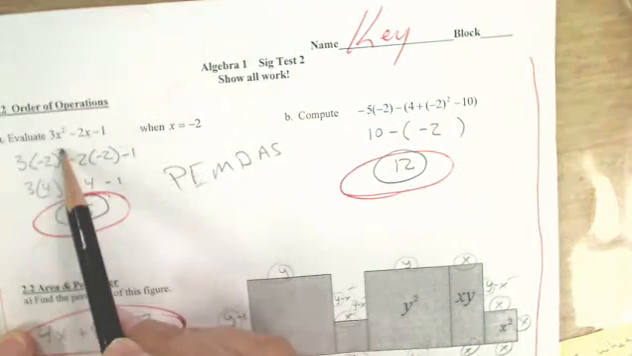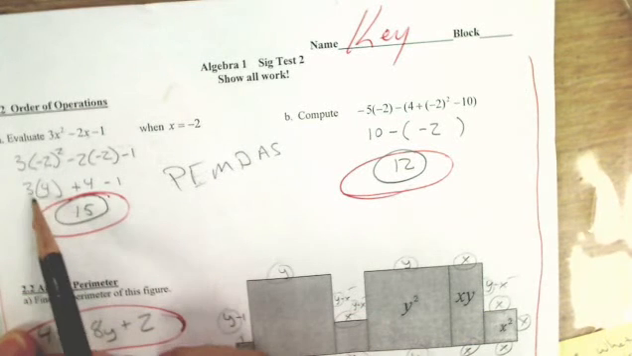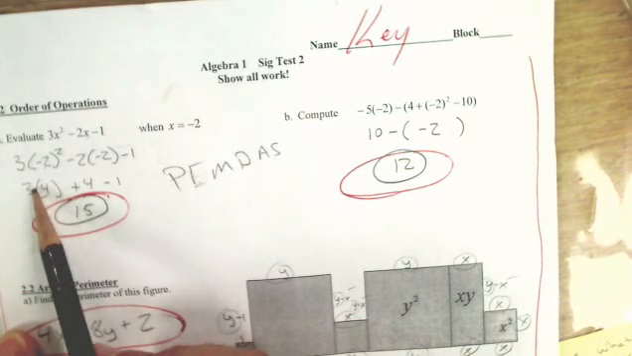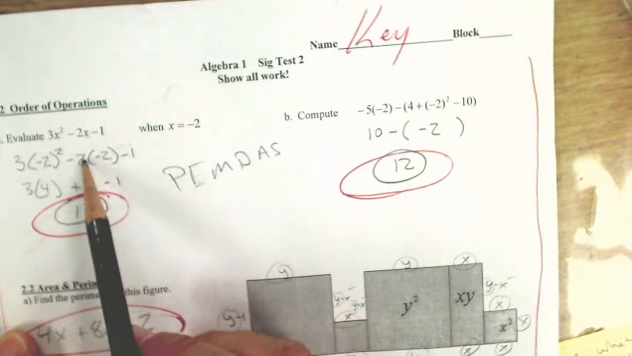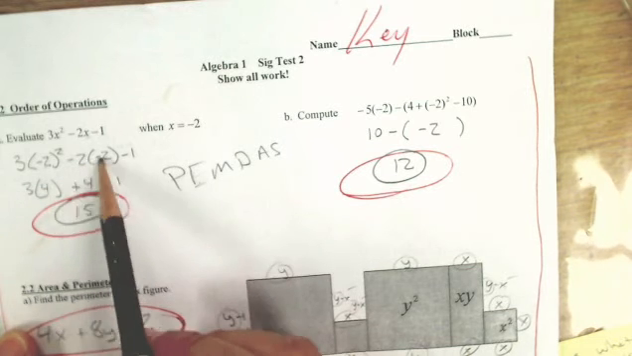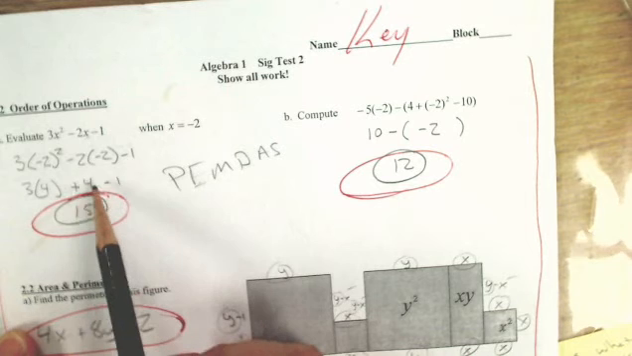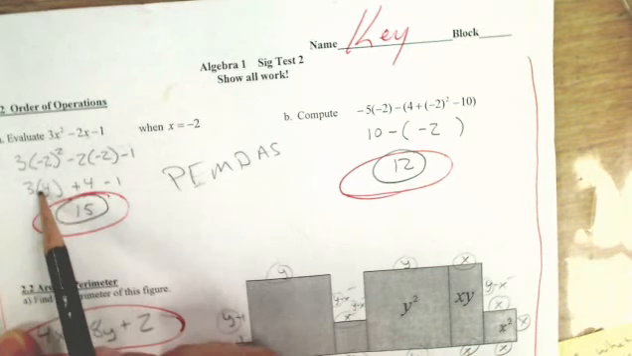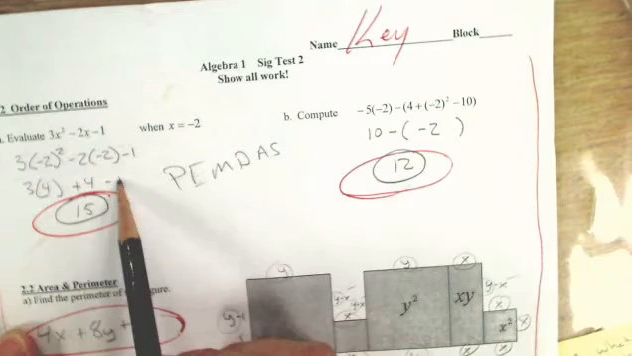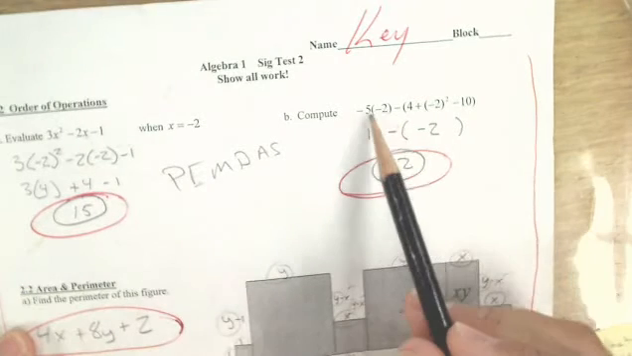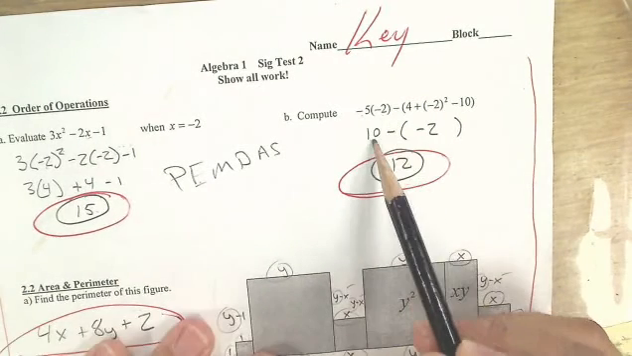So -2 squared is +4, and now this is multiplication, so that becomes 12. This is multiplication. Negative and negative makes a plus. That's where most people made their mistake. So I have 12 plus 4 is 16, minus 1 is 15. -5 times -2 is 10.